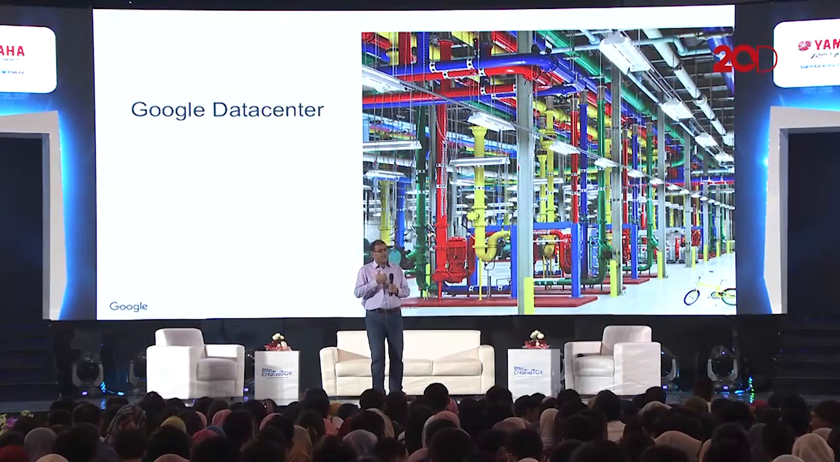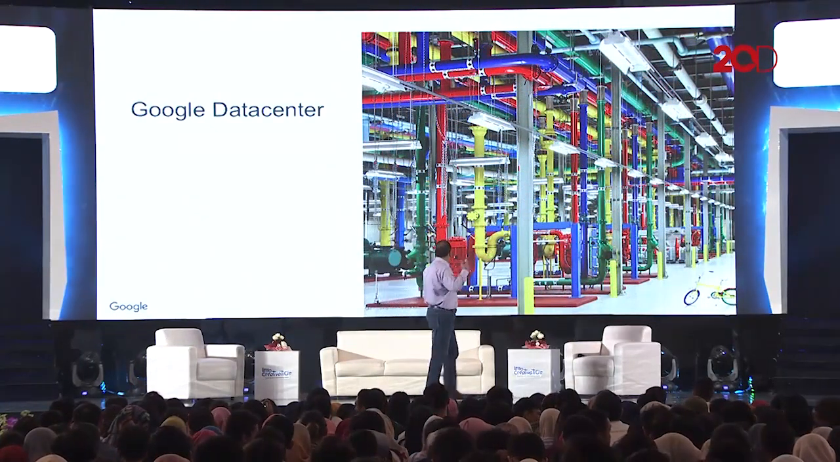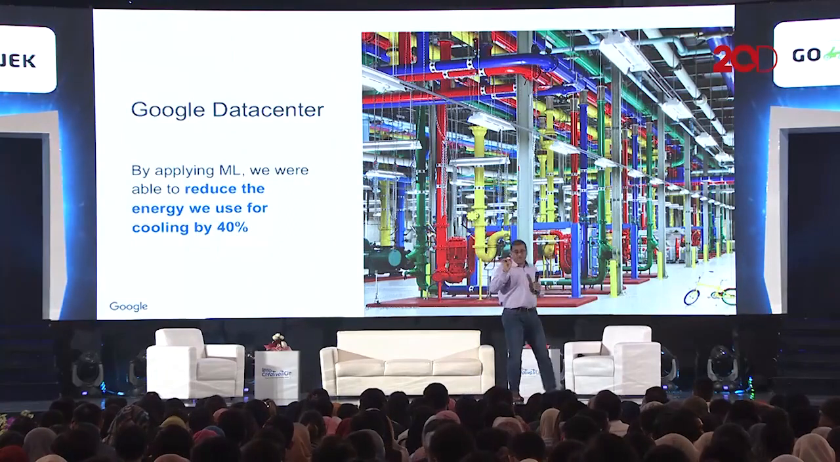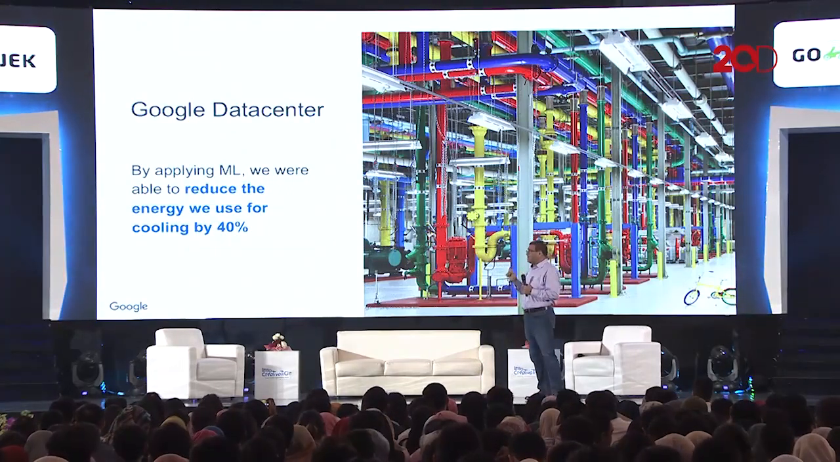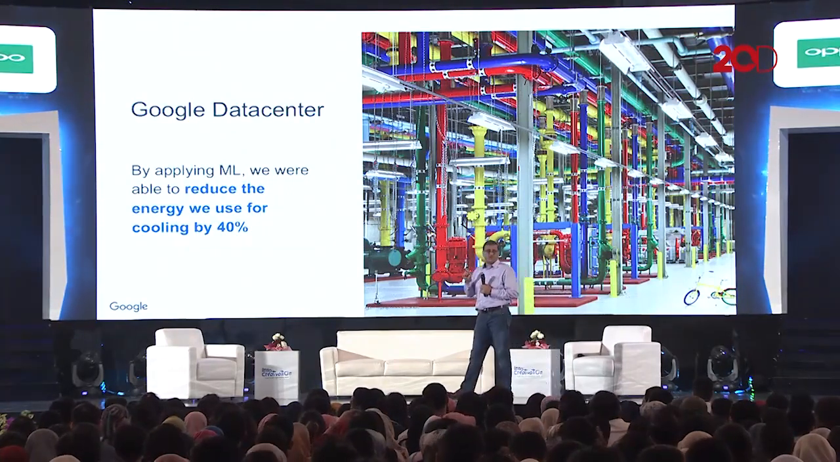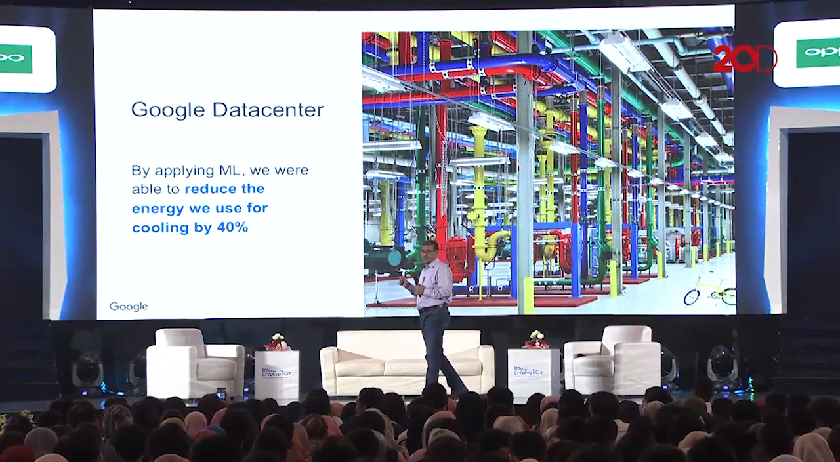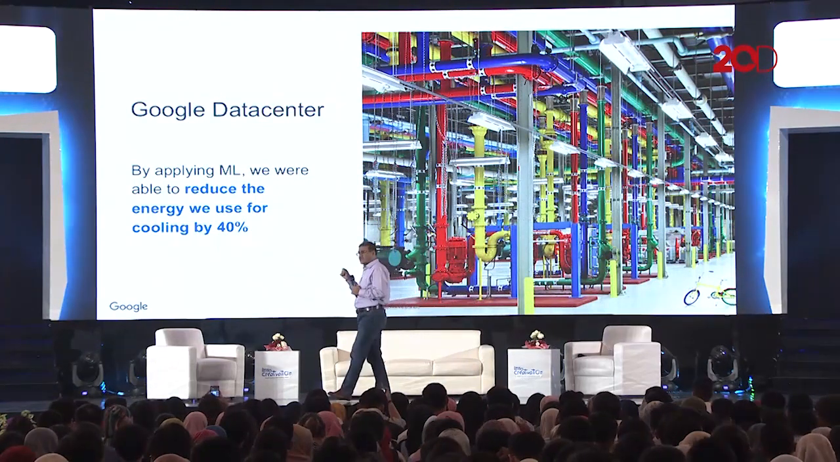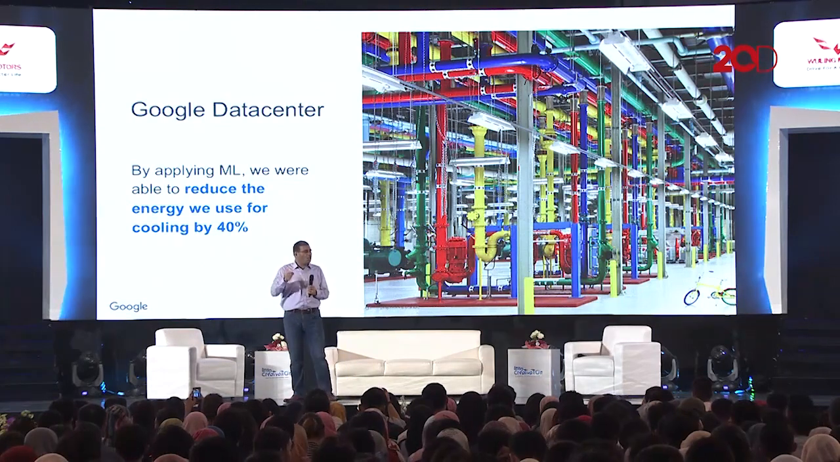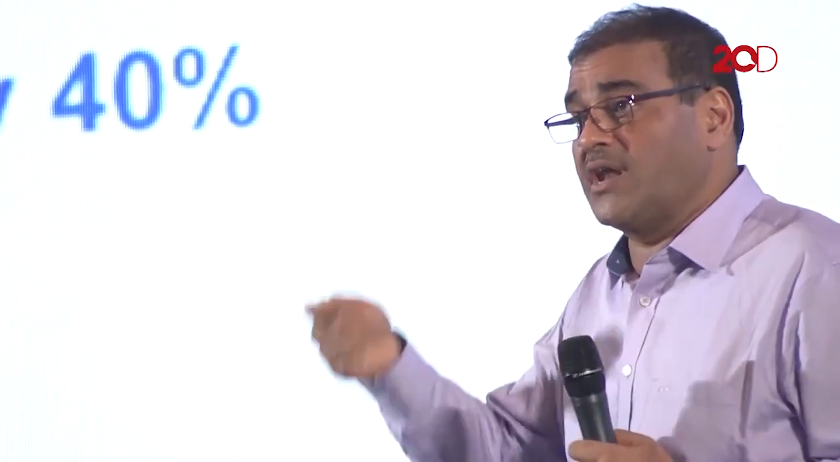We use it internally also at our Google data centers. Using machine learning, we have been able to save 40% of our cost of electricity in our data centers. You can imagine the data center gets heated up with all the resources and the compute power that's running inside the data center. But using machine learning, how we control the temperature, we were able to switch off and switch on the air conditioning at the time that is actually needed. It's a huge benefit for our mankind also.